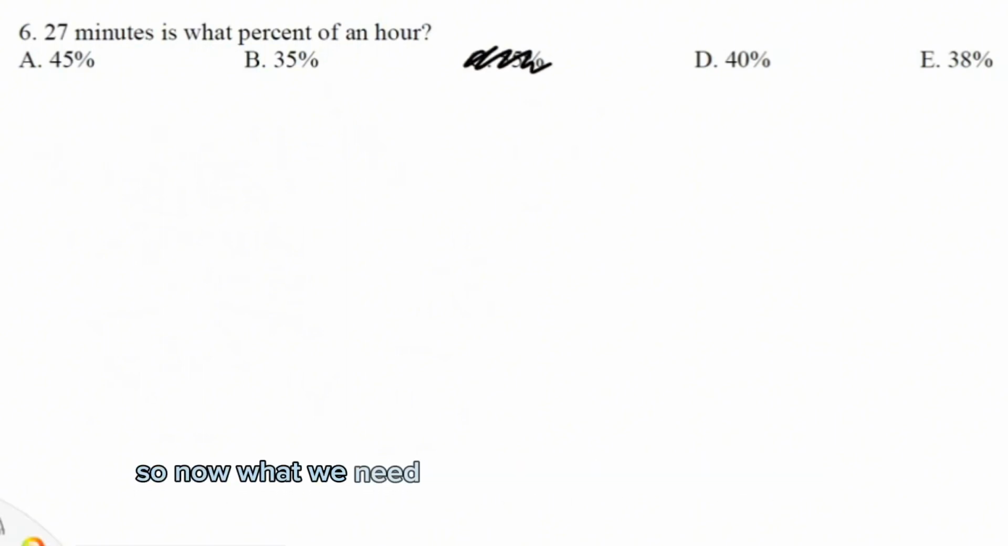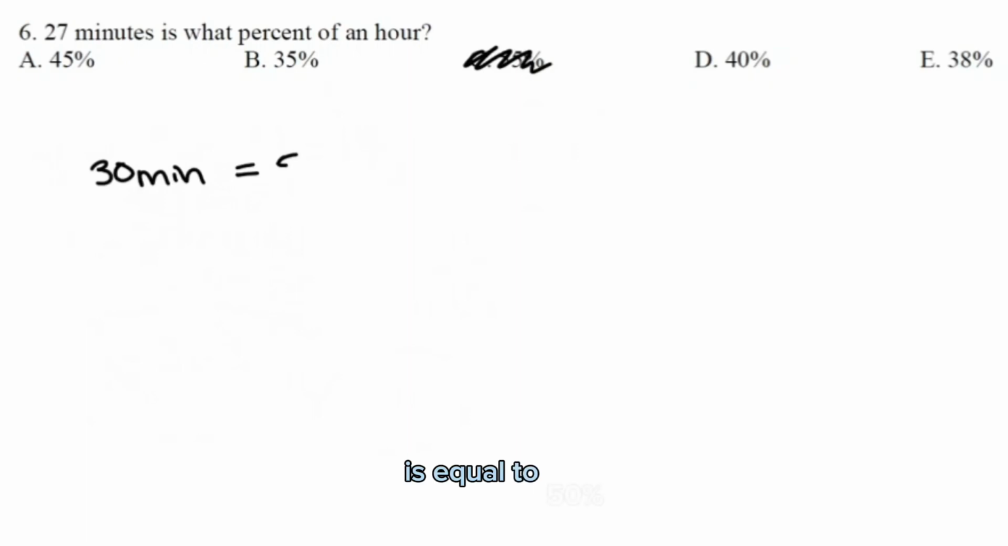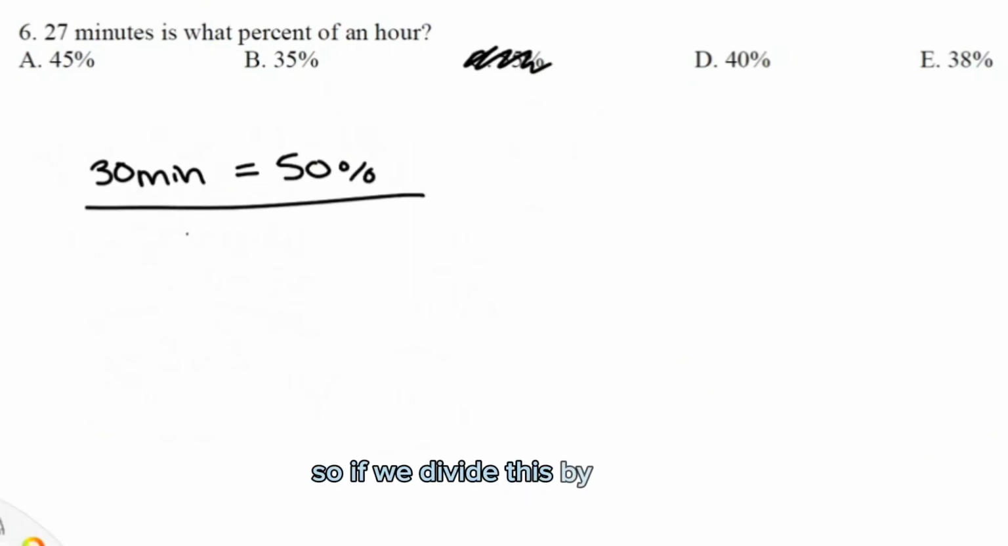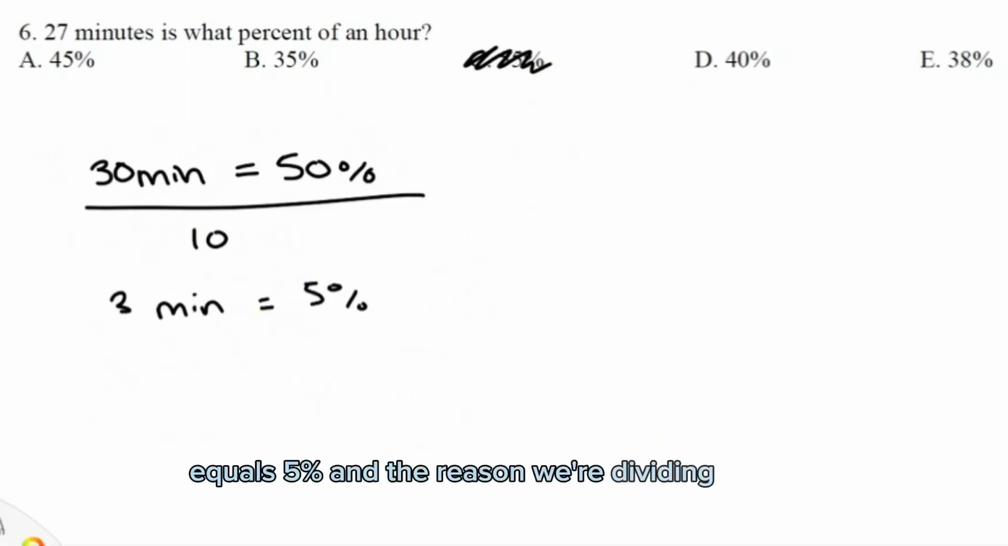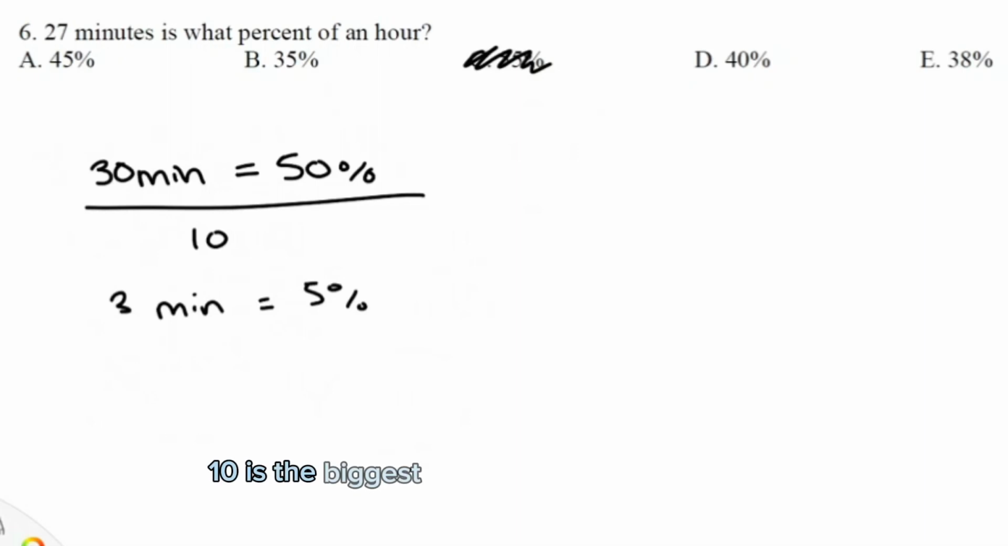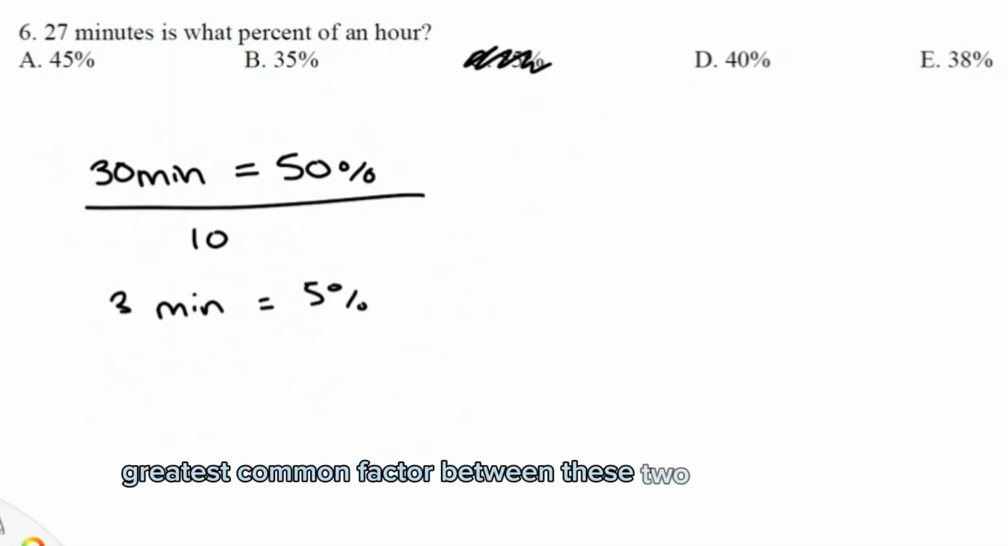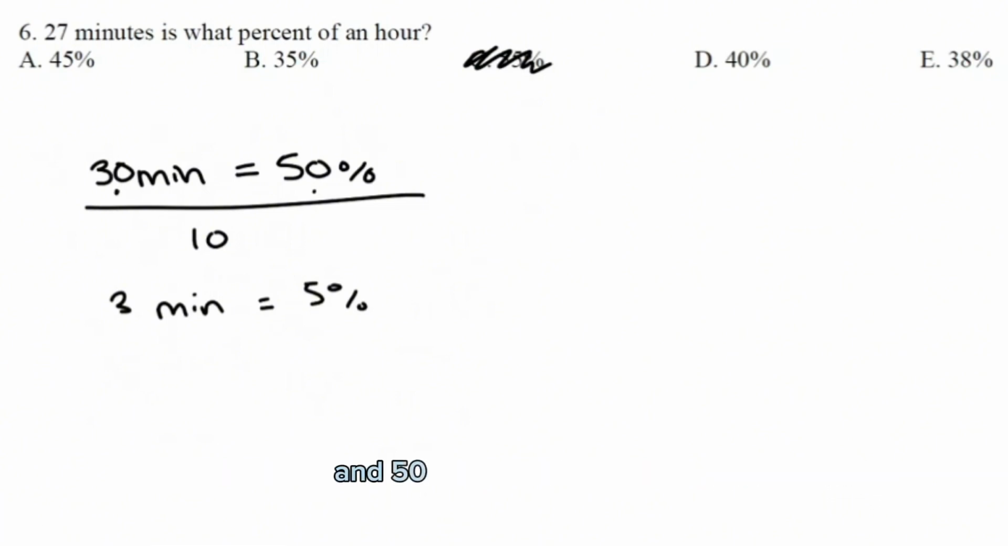Alright, so now we know that 30 minutes is equal to 50%. So if we divide this by 10, that means 3 minutes equals 5%. The reason we're dividing by 10 is that it's the greatest common factor between these two numbers, 30 and 50. So if we divide by 10, we're getting the simplest possible ratio.